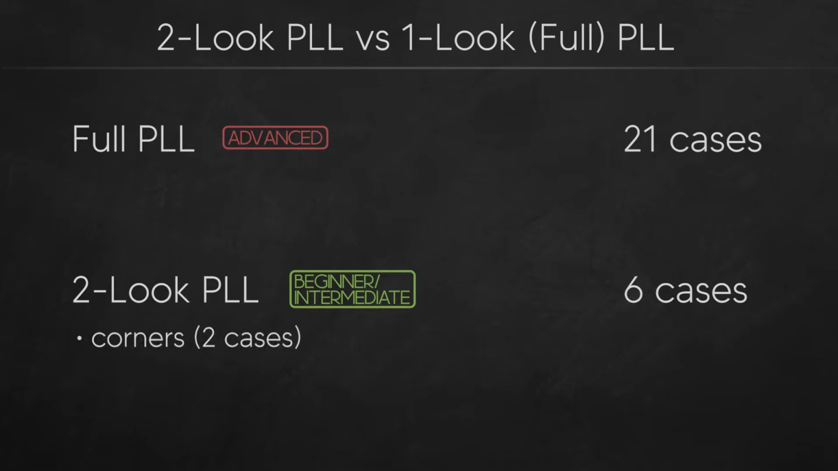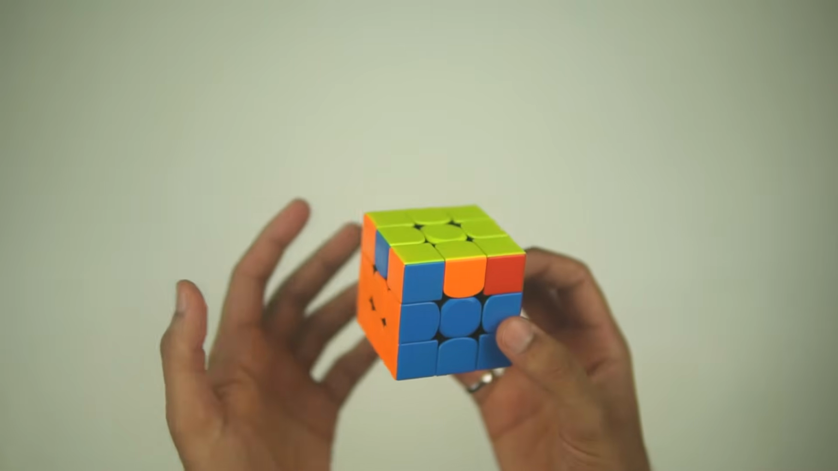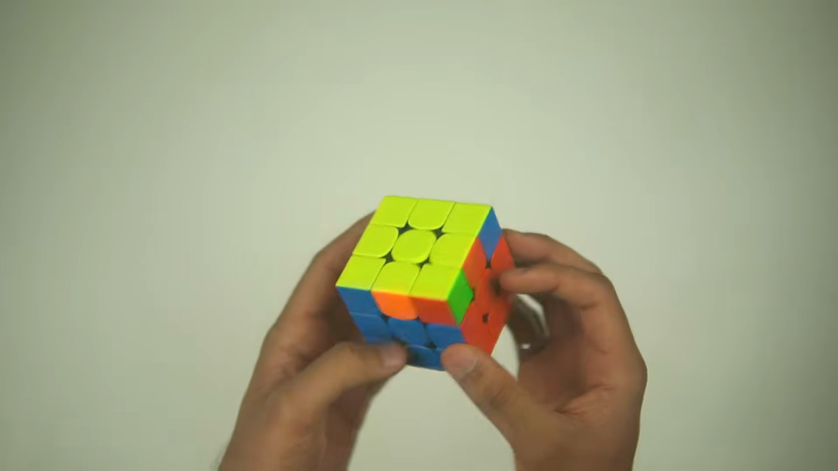First, we're going to learn how to solve the PLL corners, and that there are 2 different cases for that. And then we learn how to solve the edges, for which there are 4 cases, for a total of 6 different algorithms we need to learn. The good news is that these 6 algorithms contribute directly to full PLL.